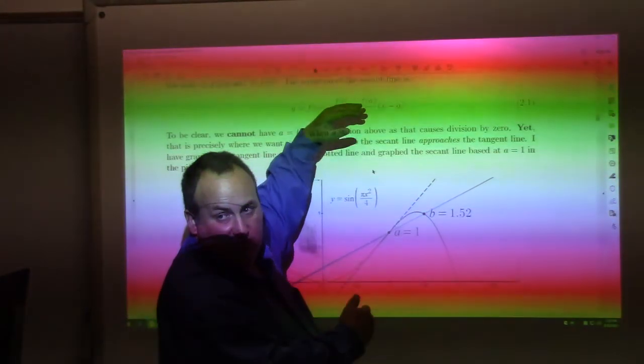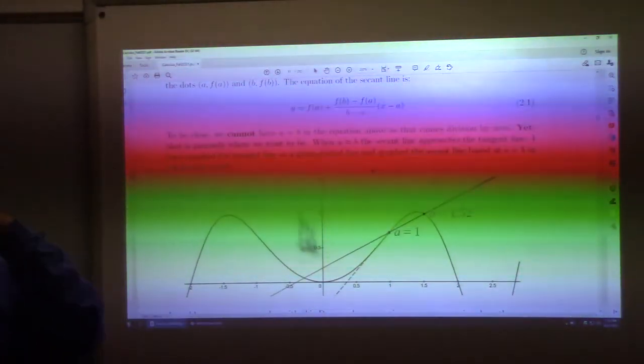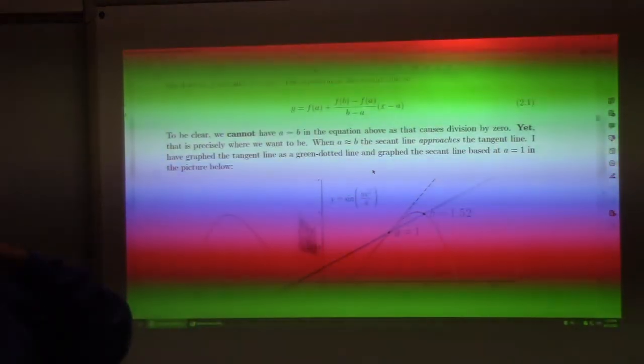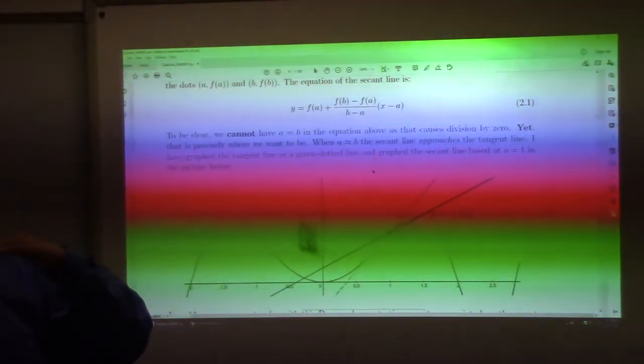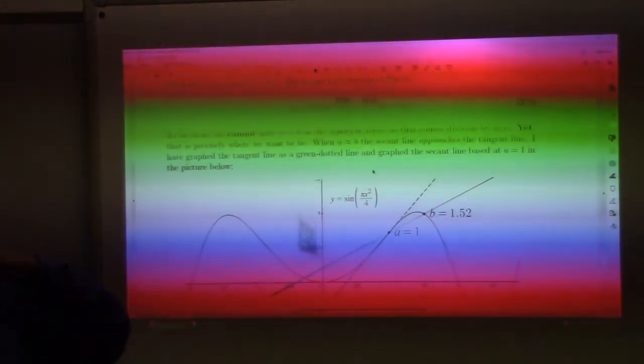Now, if it were just division by 0, there'd be nothing to fix it. But the fact that there's a 0 upstairs and a 0 downstairs, it's the balance between those two things for certain functions that allows the tangent line to exist. So whatever that works out to as you're approaching, that's the slope of the tangent line.